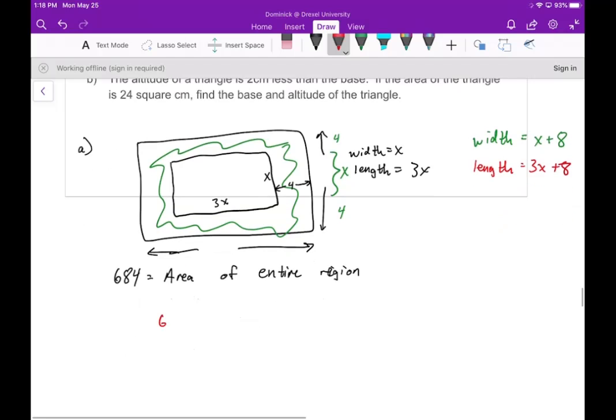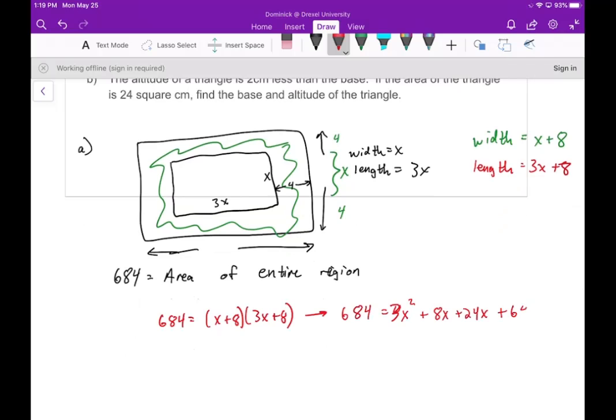So now 684, the area of the entire region, is x plus 8 times 3x plus 8. If we multiply this out, we're going to get 684 is equal to 3x squared plus 8x plus 24x, and then plus 64. So this is going to give us, let's subtract 684 while we're at it.